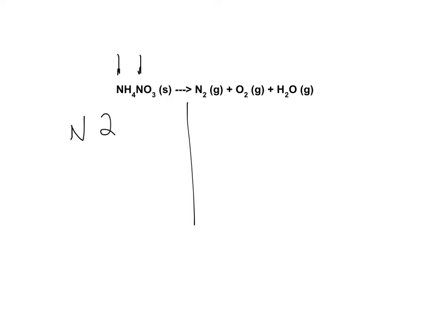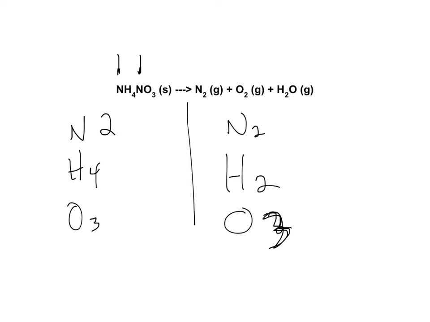So the 2 nitrogens that are in the ammonium nitrate are counted individually, and then there's 4 hydrogens and 3 oxygens. On the right I've got 2 nitrogens, I've got 3 oxygens because I've got 1 in the H2O, and then I've got 2 hydrogens. So I'm going to have to change the hydrogen, but I also need to look at the fact that if I change this water to get more hydrogen, I'm going to have more oxygen.